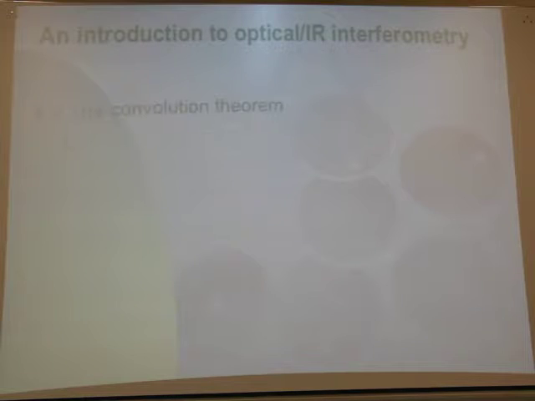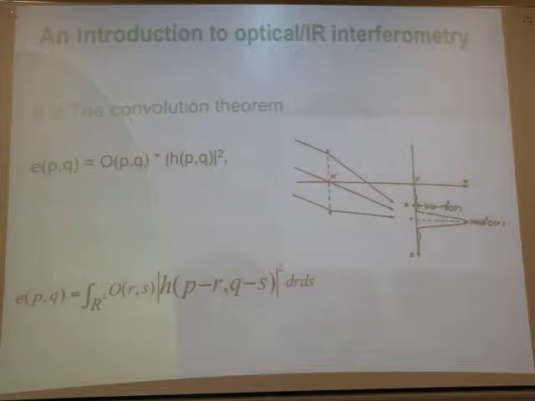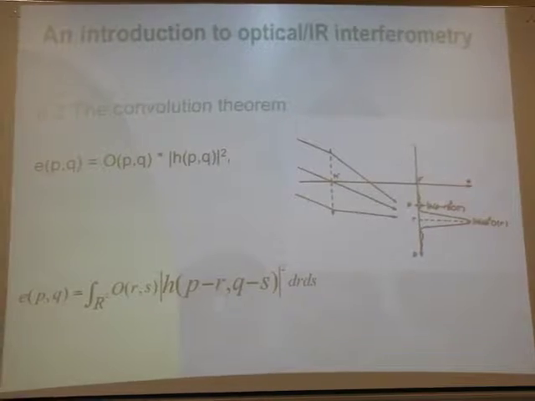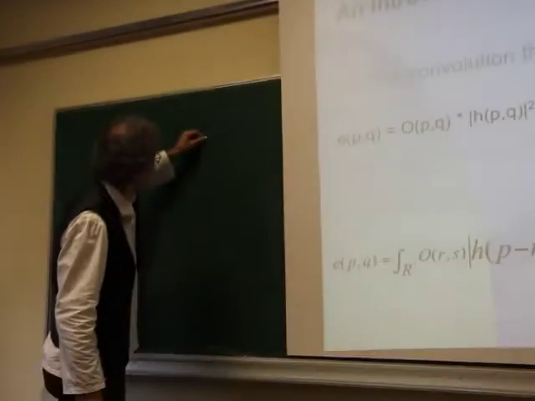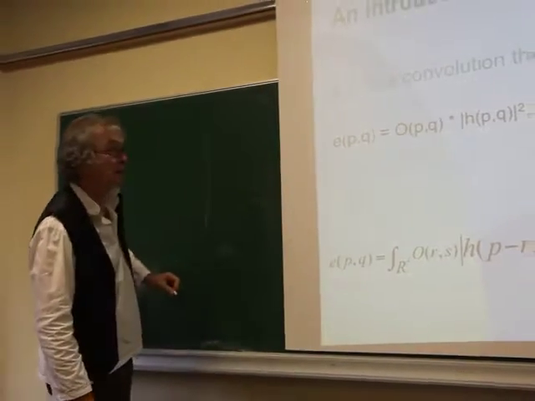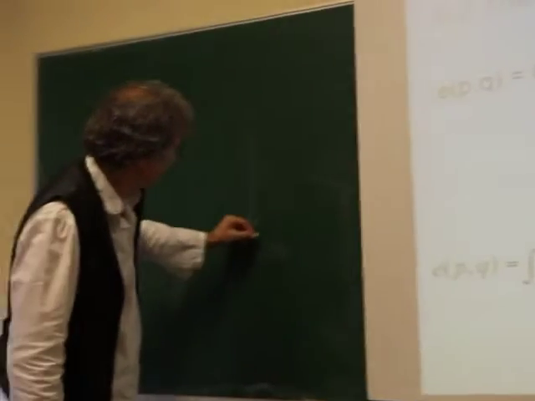Now, why do I introduce this convolution? It's because we are going to use it as follows. Let's assume that we have a converging system. This is the P axis, P.